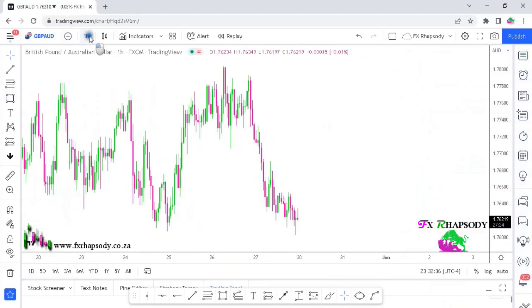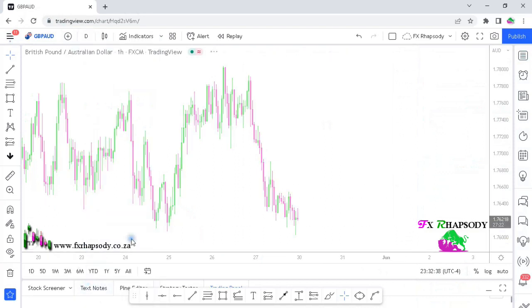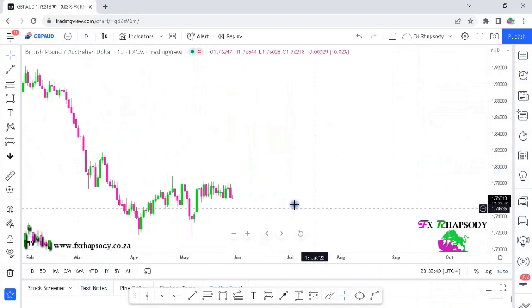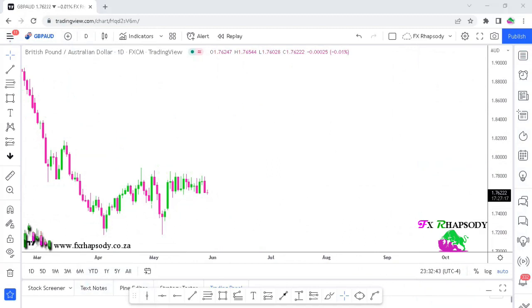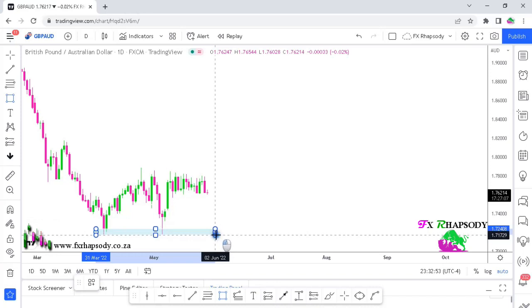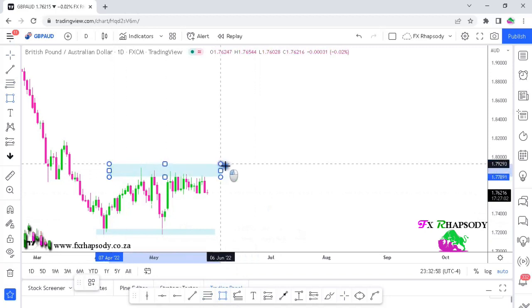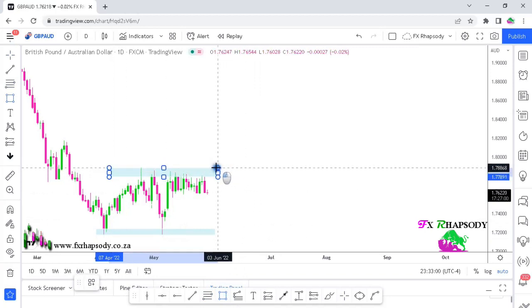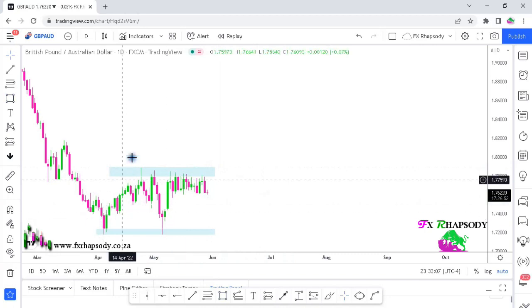Now on this pair, not a lot is happening, to be honest. For those of you trading the British pound Japanese, or the British pound Australian dollar, you'll see that for the last couple of days it has just been collecting orders, basically consolidating in this area over here. It's been running sideways, consolidating in that area, as you can see. So we're waiting to see what price is going to be doing.